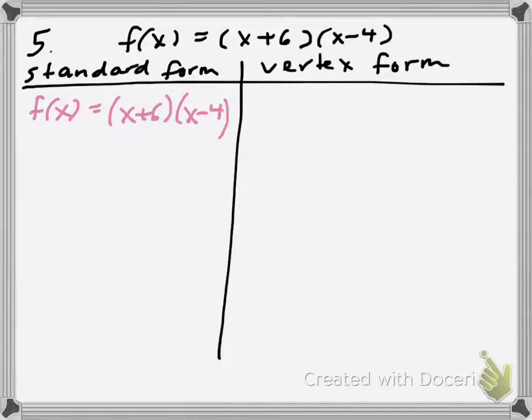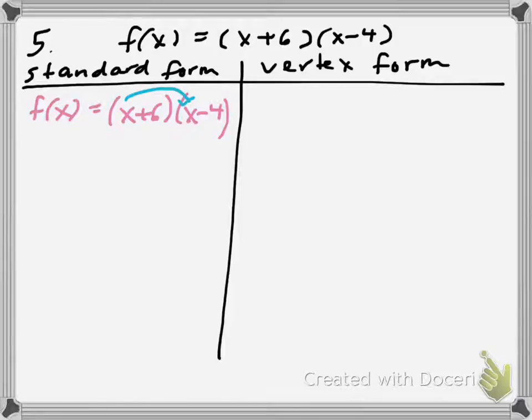Number 5, we're asked to convert this quadratic from intercept form back into standard form and vertex form. So the first thing you need to do is actually multiply it out to get it back to standard form or expanded form. So if you have a 2 by 2 binomial times a binomial, you can use box method or distributing. I'm going to distribute.